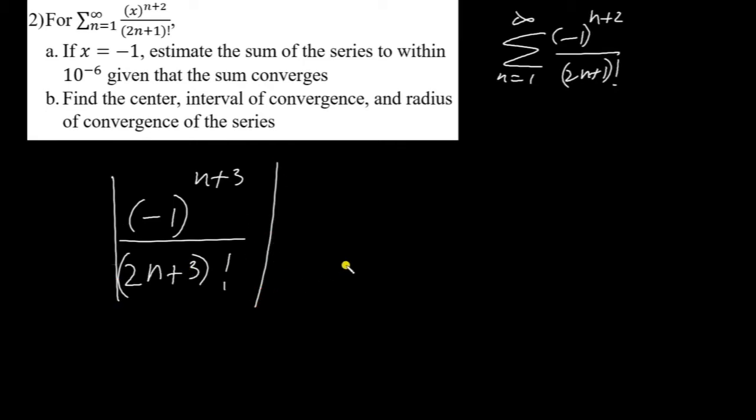Okay, so now we want to estimate the sum to within 10 to the negative 6. The way we're going to do that is we're going to be using the alternating series estimation theorem, because we have a negative 1 to the n plus an integer there. So what we're going to do is look at the n plus 1th term, like I said in question 1. So we're going to be taking the absolute value of negative 1 to the n plus 3 over 2n plus 3 factorial, and we want that to be less than 10 to the negative 6, okay?